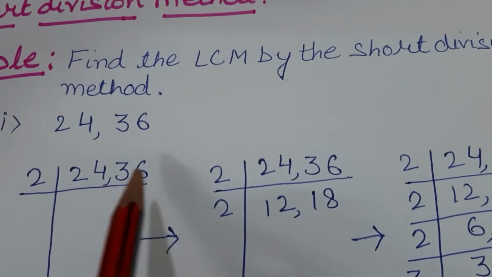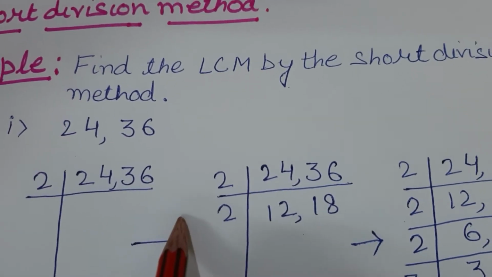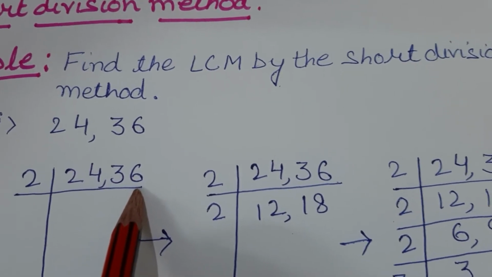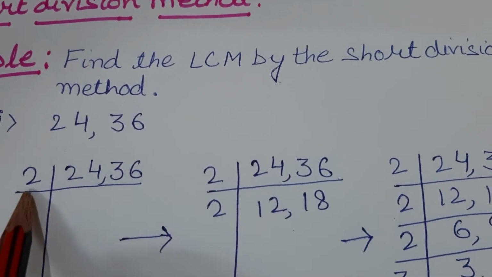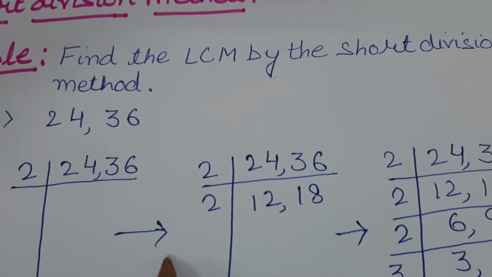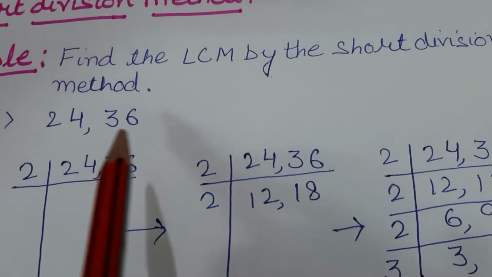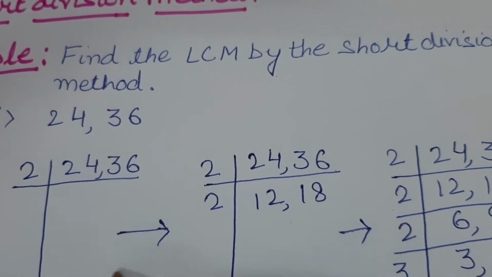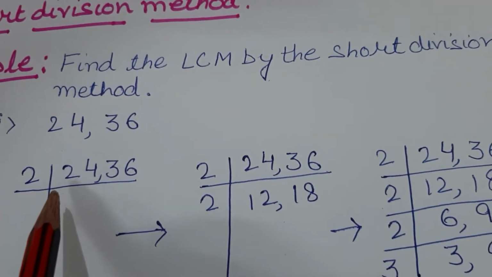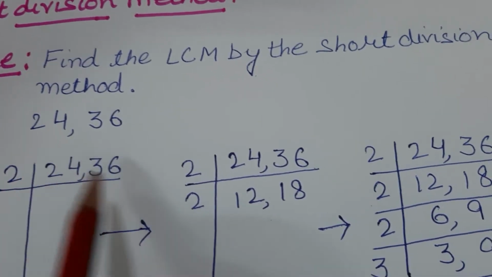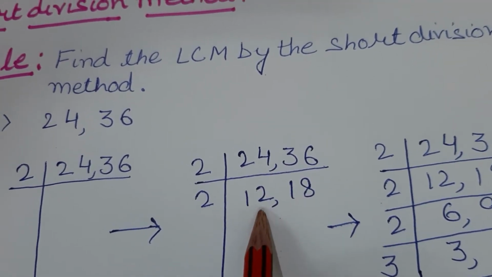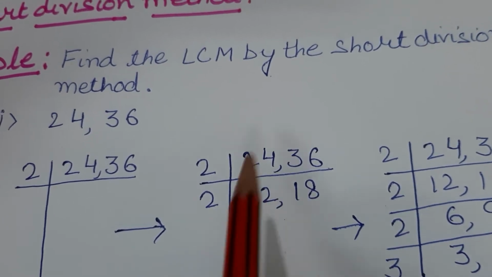So I will write like this. You are familiar with this way. Now both are even numbers, so both will be divided by 2. So we will write 2 here. You will write the whole sum in a single step, but for your understanding I have bifurcated this sum. When you divide by 2, 12 2s are 24, and here we write the quotients.